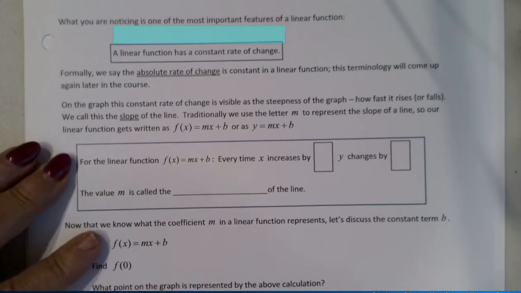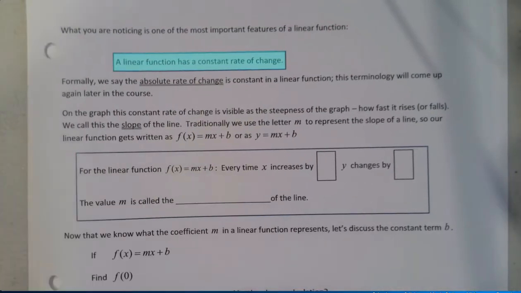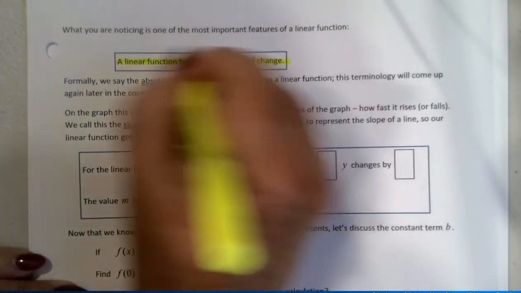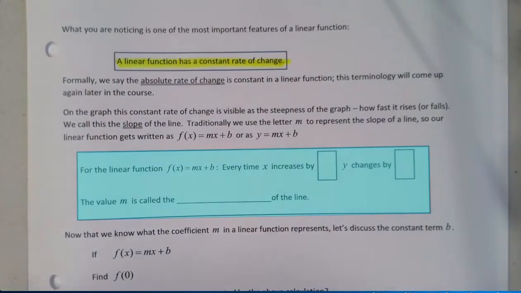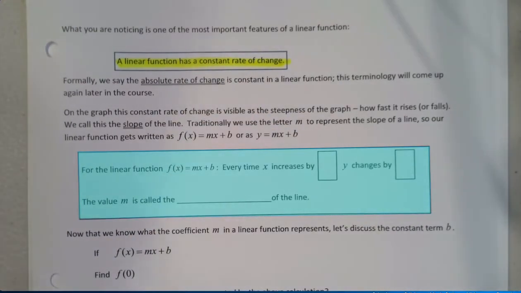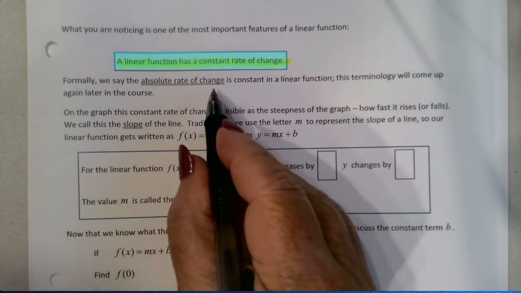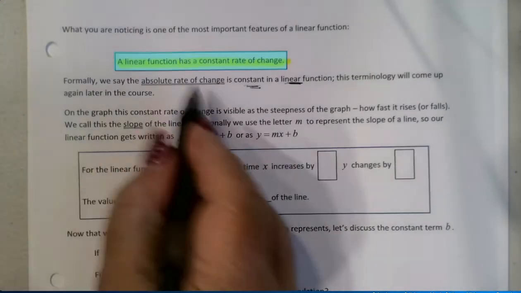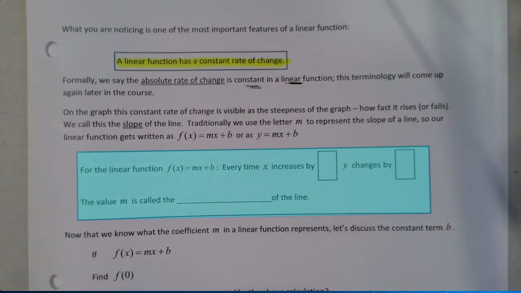So what we just noticed is probably one of the very most important features of a linear function, specifically that a linear function always has a constant rate of change. It's that increase by the same amount in the y column of the table. It's that constant increase that gives the shape of a line on the graph. Formally, we call this the absolute rate of change, and we say the absolute rate of change is constant in a linear function. This whole idea of absolute rate of change we'll see by contrast a little bit later in the course.